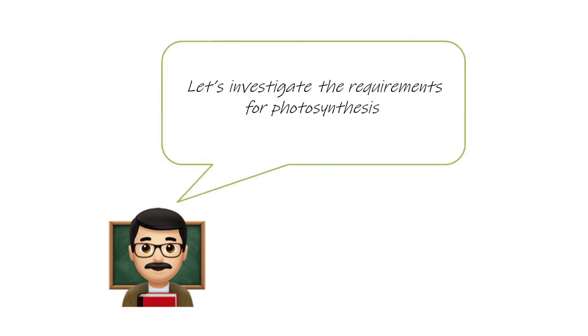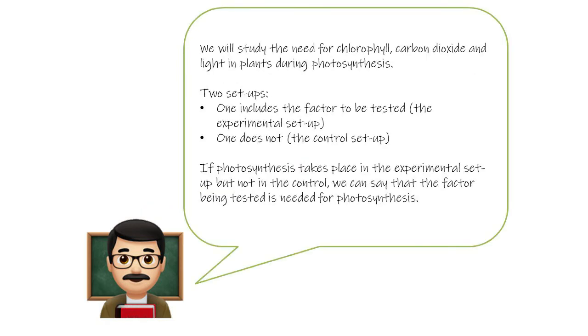Therefore, let's move on to the investigation of the requirements for photosynthesis. We will study the need for chlorophyll, carbon dioxide, and light in plants during photosynthesis. There are two setups in each practical. One includes the factor to be tested, which is the experimental setup, while the other does not, which is the controlled setup. If photosynthesis takes place in the experimental setup but not in the control, we can say that the factor being tested is needed for photosynthesis.